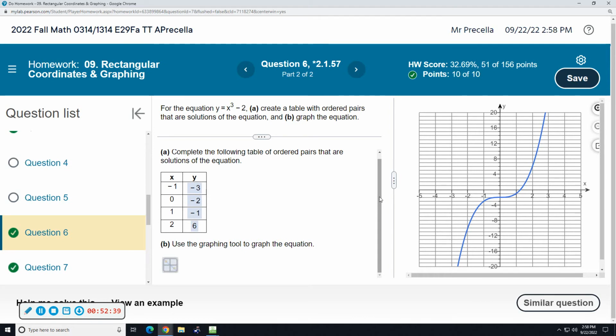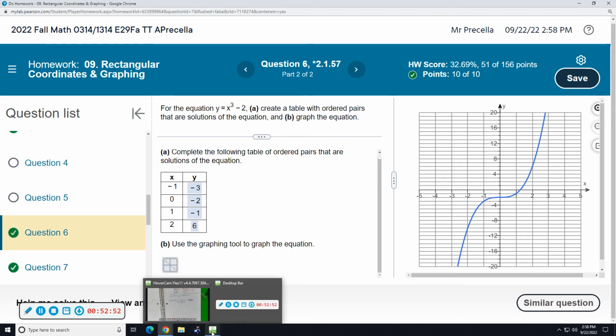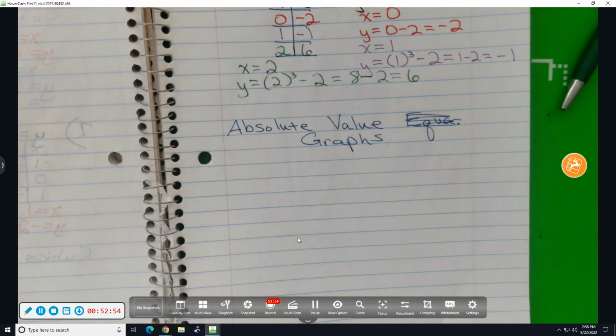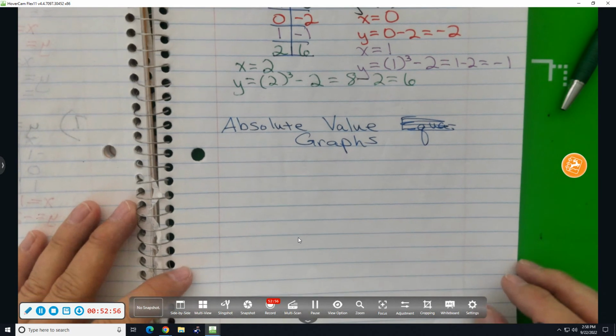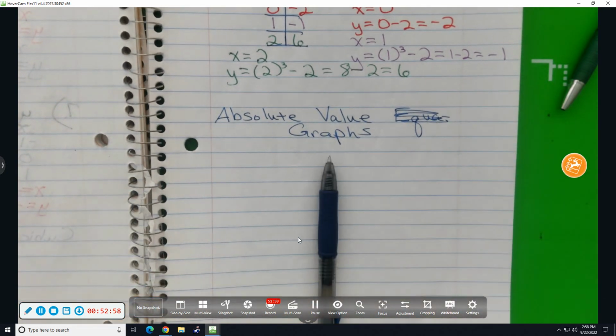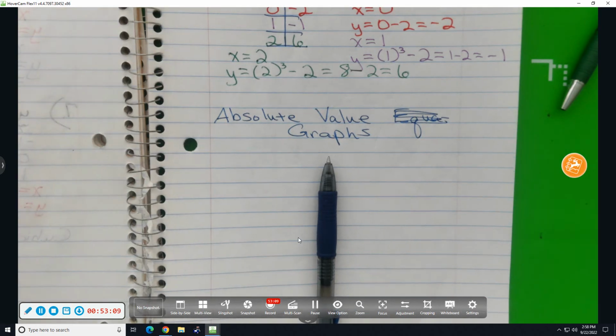Absolute value equations. I think I'll say absolute value graphs. Absolute value graphs. Okay, so absolute value graphs. What do you think is going to have to appear in order for it to be an absolute value? What do you think will have to appear in the equation?